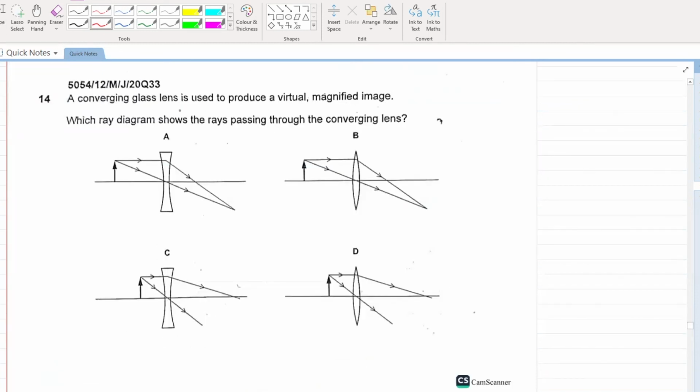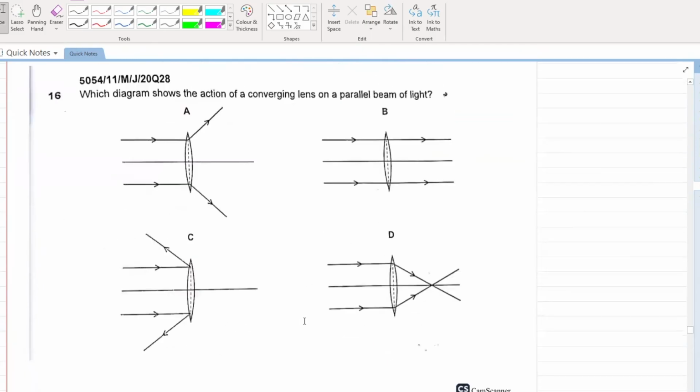A converging glass lens is used to produce a virtual magnified image. Okay, converging glass lens. So A and C get cancelled out. And if you want to form a virtual and magnified image, can you see in option B, you are forming a real and inverted image? B also gets cancelled out. D is the remaining option. And your image will be formed somewhere here. This will be your image with option D.